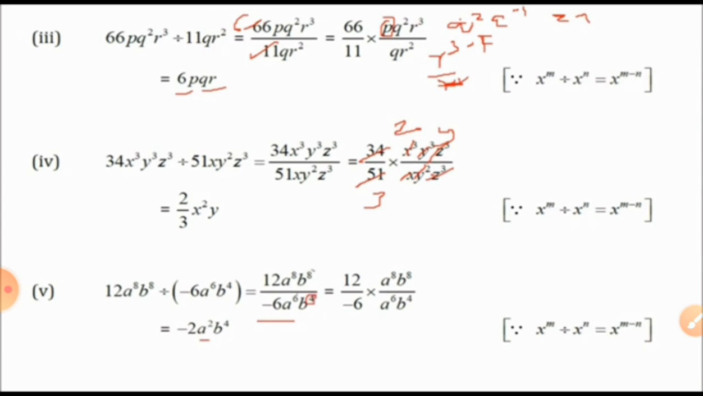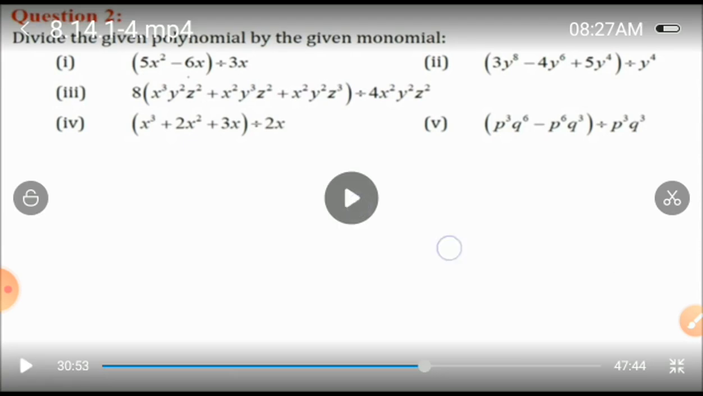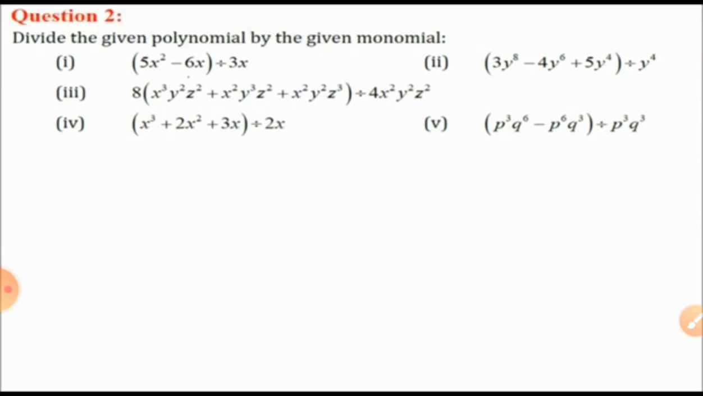12a raised to 8 b raised to 8 divided by -6. Yes, my dear student, once again you know a minus number remains minus. Look at question number 2. Question number 2 is nothing but divide the given polynomial by the given monomial. Monomial means single term, binomial means 2 terms, trinomial means 3 terms. Is it?